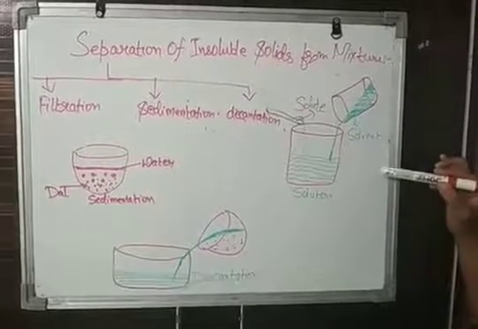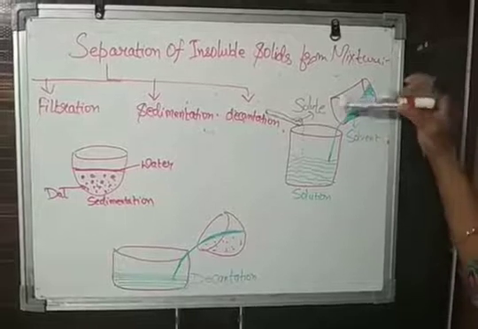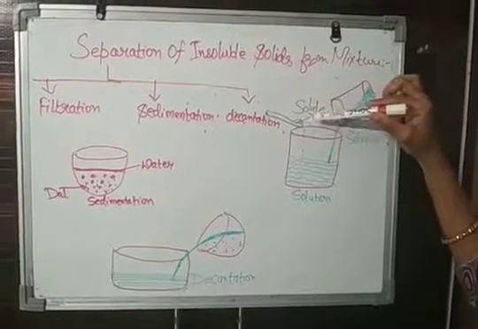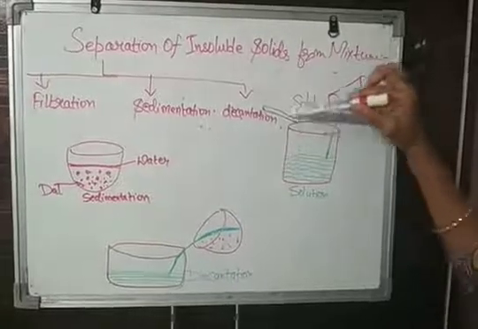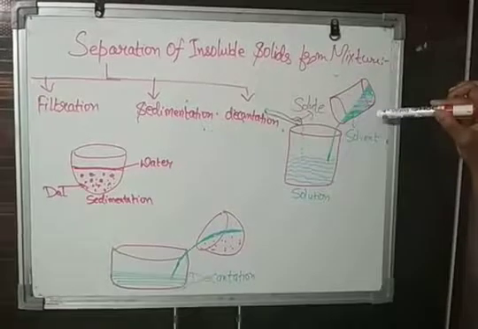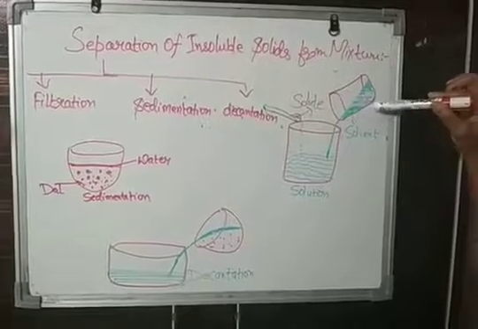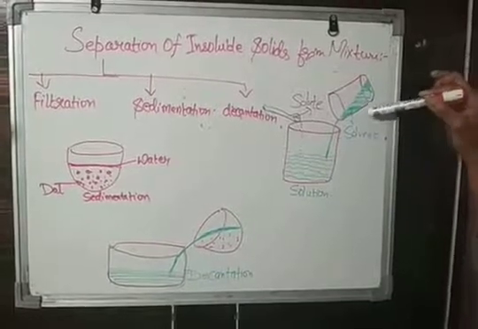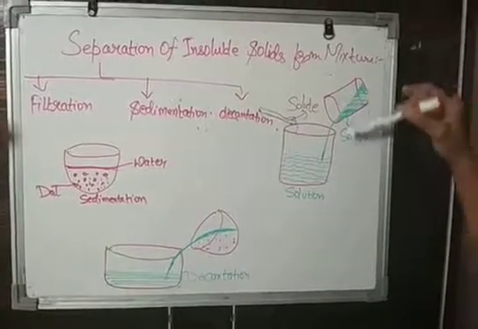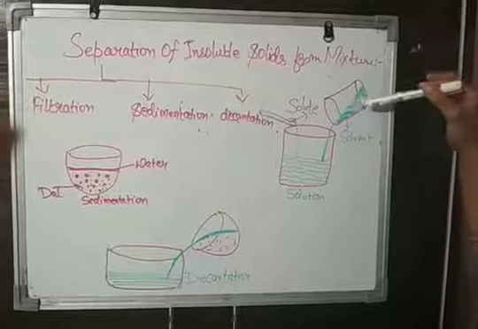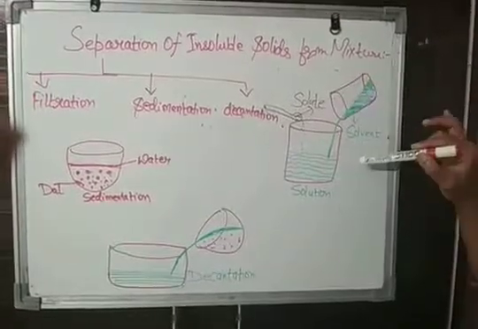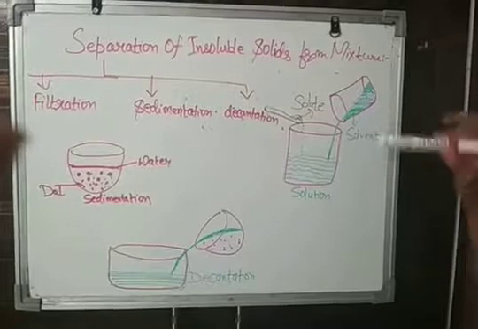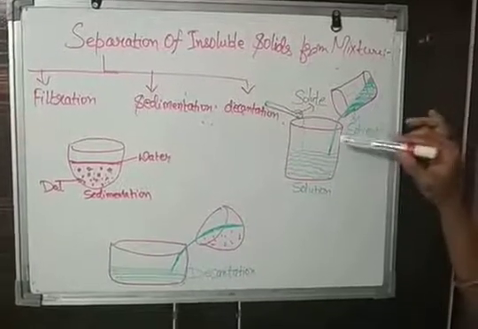What is the meaning of solute? The substance which dissolves in a liquid is called a solute. Suppose sugar in water. So sugar is the solute, and the liquid which dissolves another substance is called a solvent. So in this case, water is the solvent. Together, sugar plus water makes a solution. That is, solute plus solvent together makes a solution.